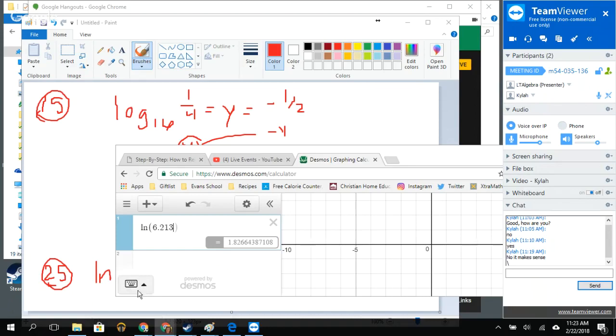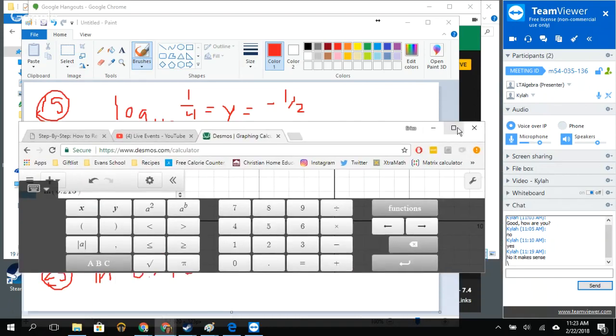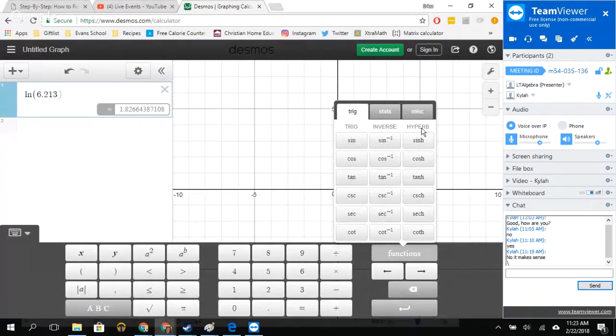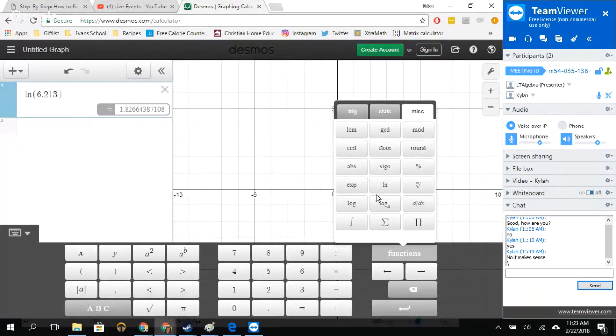There's also, if you go into Desmos, let me make Desmos a little bigger. If you go into Desmos, here it is. Here's the natural log, here's the common log, base 10, and here's a log that has a different base.